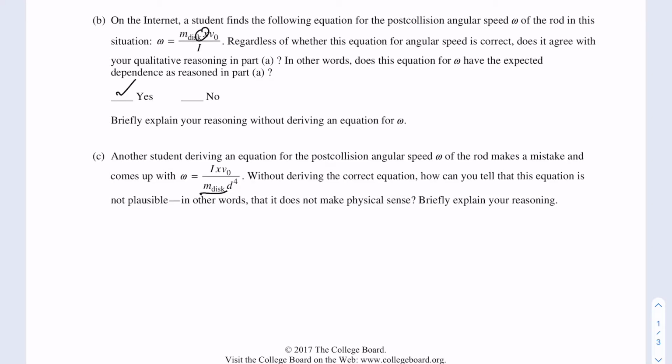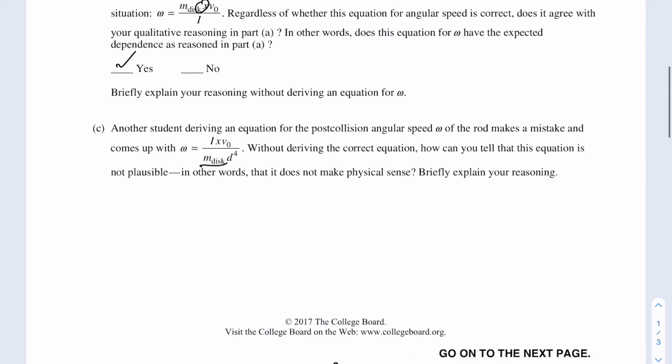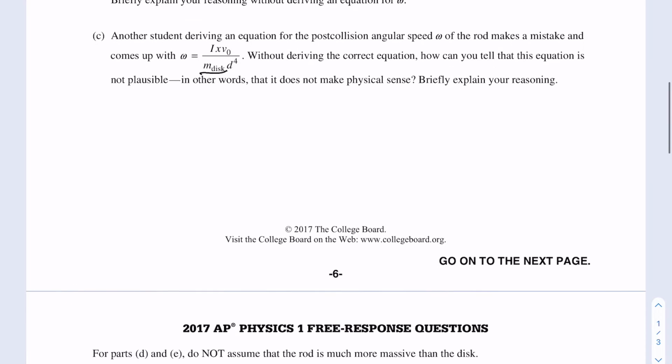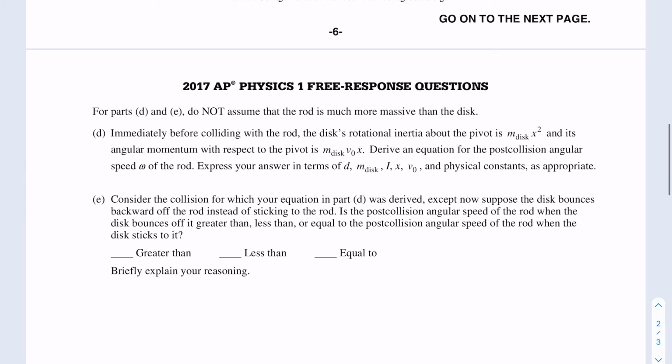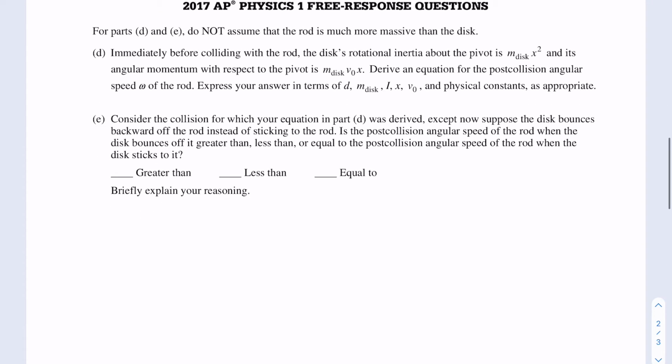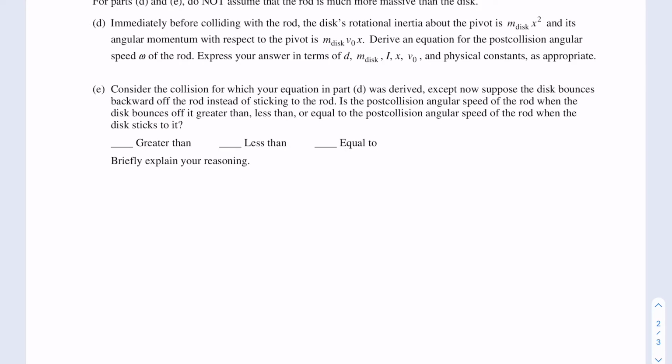For parts D and E, we're not going to assume that the rod is much more massive than the disk, which means that there will be some significant increase in the angular velocity of the rod. For part D, we need to find an equation that represents the angular velocity of the rod and disk system after the collision. In order to do this, we're going to use the conservation of angular momentum, which looks something like this: L1 is equal to L2. And we want to find the values that make up each side.